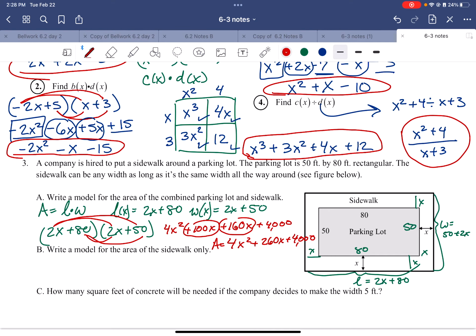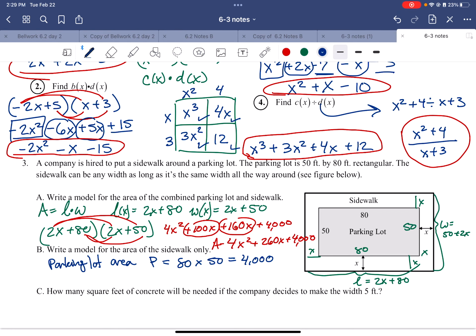Part B says write a model for the area of the sidewalk only. So now we want just the sidewalk. So the sidewalk is going to be the total area and then subtracting this part in the middle. And so to subtract the part in the middle, what is the area for the part in the middle? The parking lot. Well, let's get a different color here. The parking lot area, which we could call P of x, except it's not a function of x because it's just a constant function, because it's just a number. The parking lot area equals 80 times 50 because we know how big the parking lot is. It just equals 4,000 square feet.